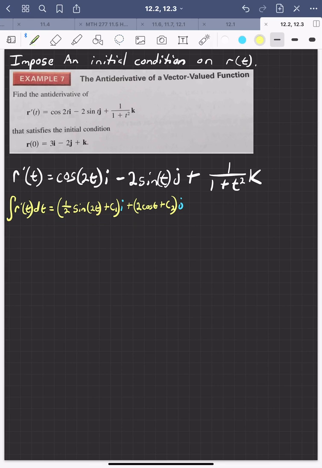All right, ready? And now this one, I'd be impressed if you recalled just off the top of your head how to integrate that. But it does fit our definition for arctan. So that would be arctan of t plus c sub 3. That's in the k direction. Now, all I'm going to do is have some awkward silence for a second, because I just want to make sure that I integrated everything correctly.